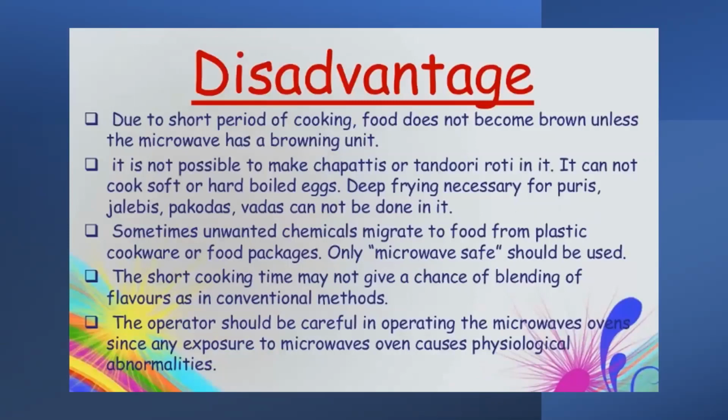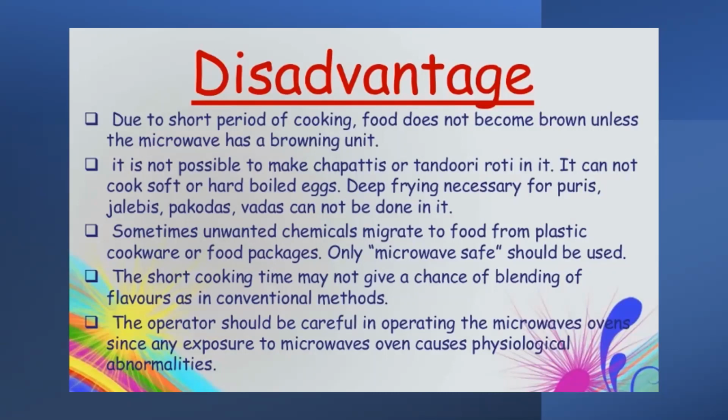Now, next we will see what the disadvantages are. Due to the short period of cooking, food does not become brown unless the microwave has a browning unit. It is not possible to make chapatis or tandoori roti in it. It cannot cook soft or hard-boiled eggs. Deep frying necessary for puris, jalebis, pakoras, and vadas cannot be done in it.